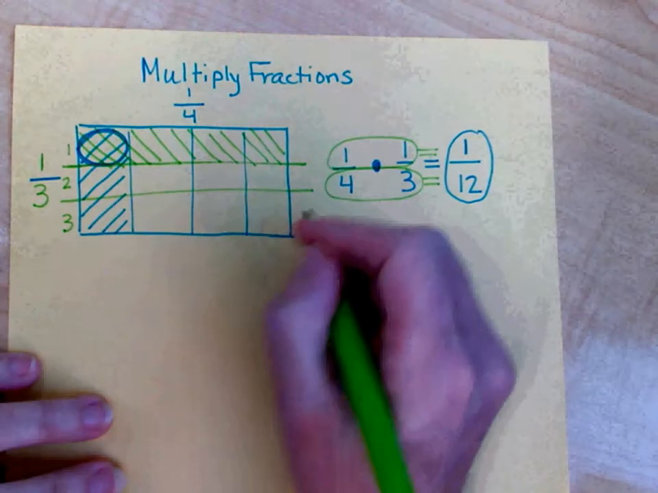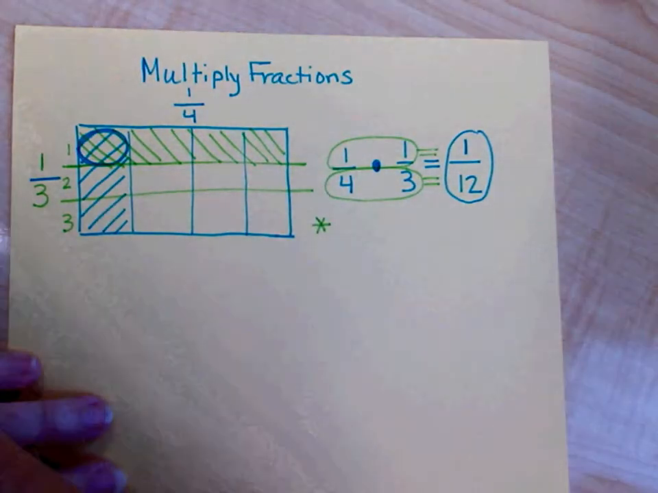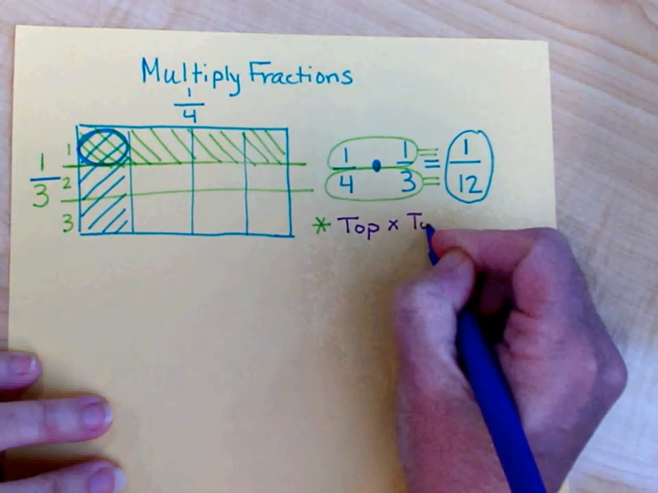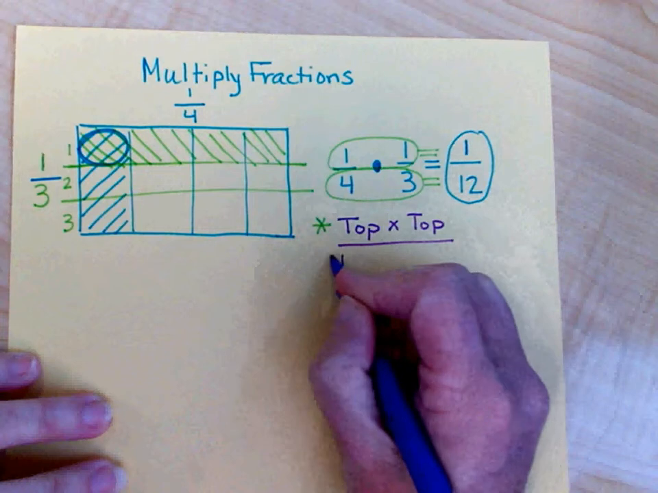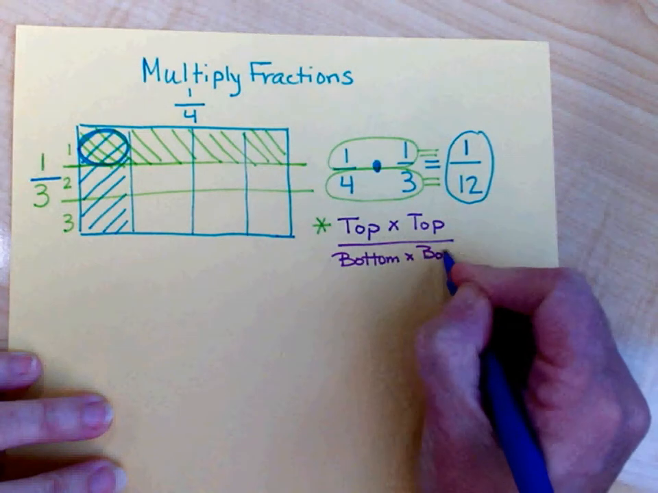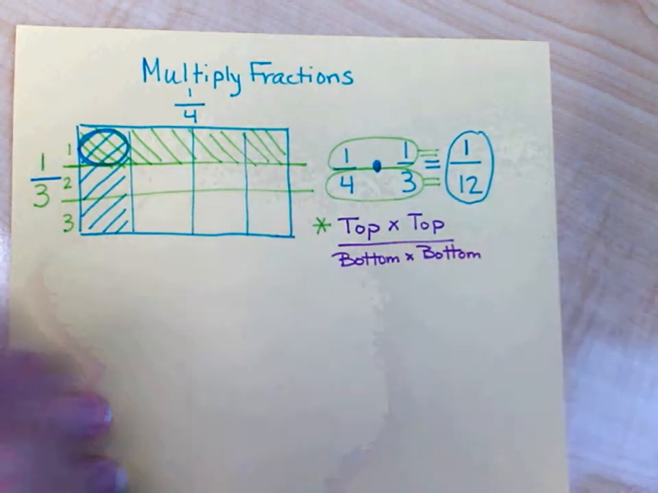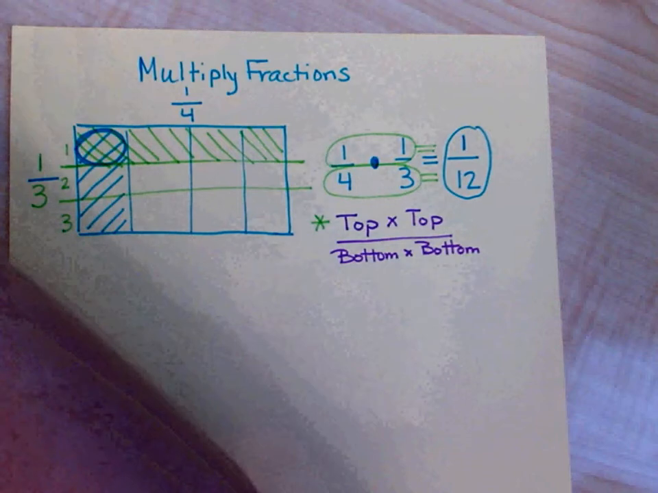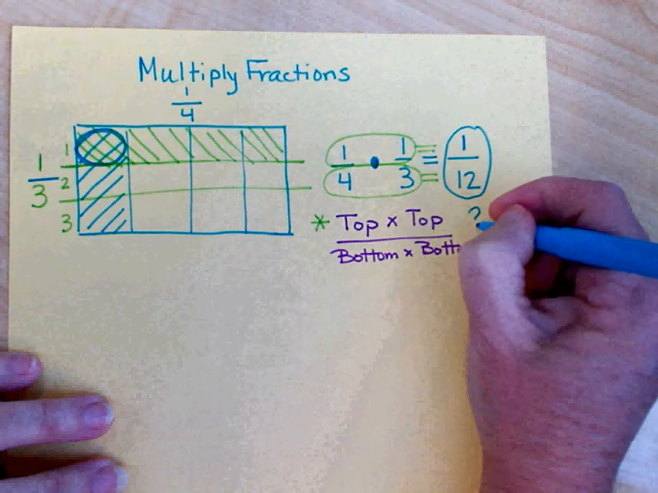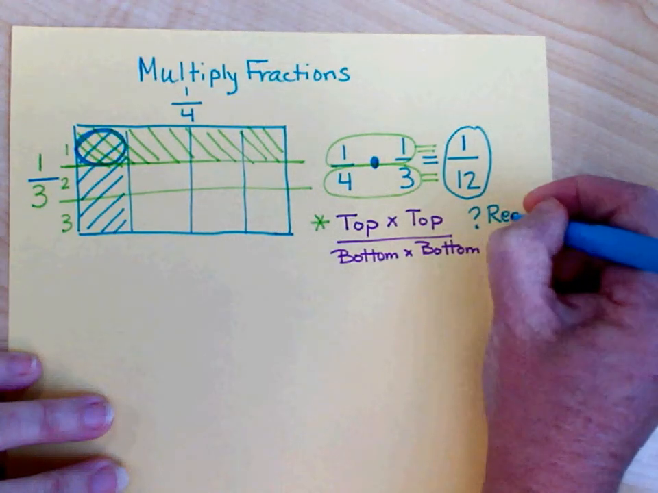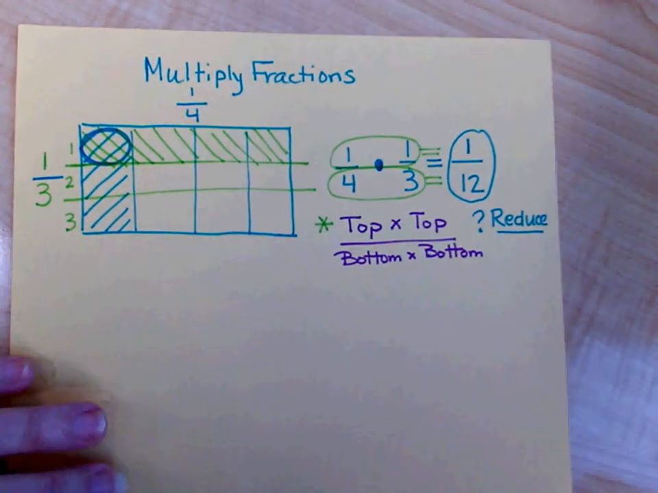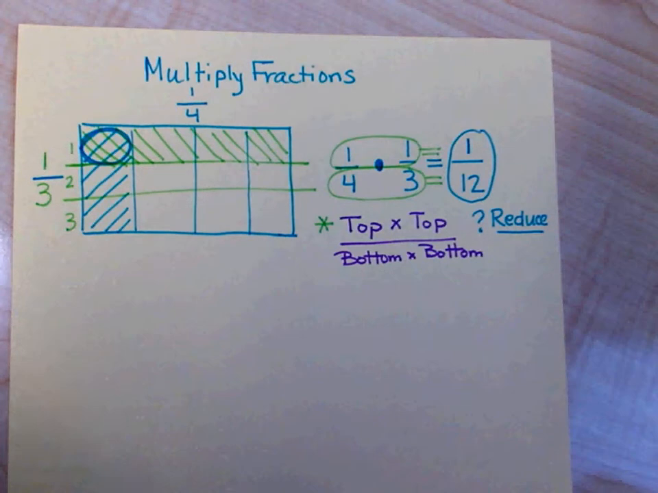So we're going to create a rule and see if it works. That sounds something like this. Top times top, bottom times bottom. Is there anything else that we might need to think about to get a final answer? Well, the only thing that I might want to think about is sometimes I might need to reduce. So here we're going to try another problem and see if these same rules apply.